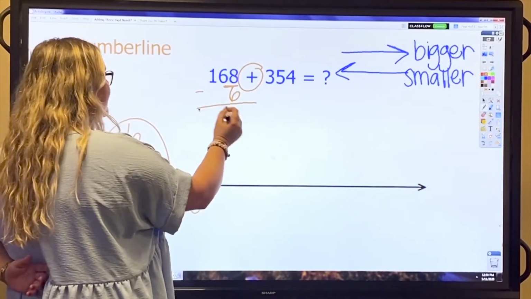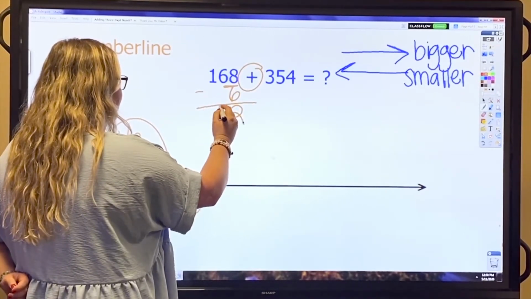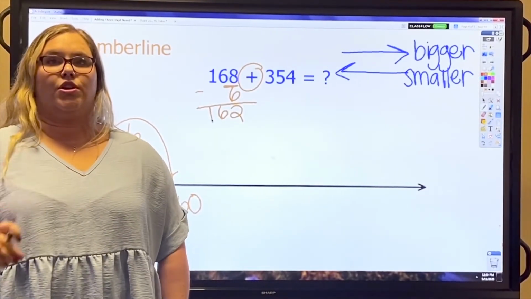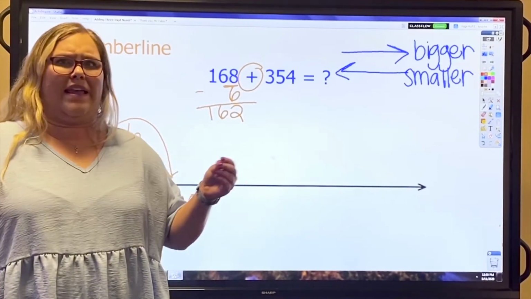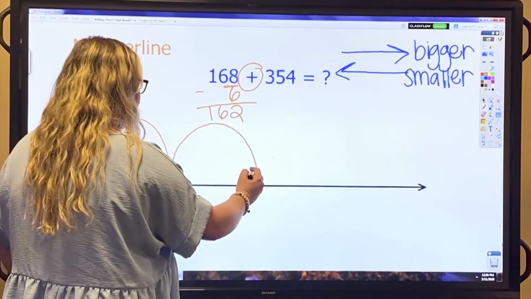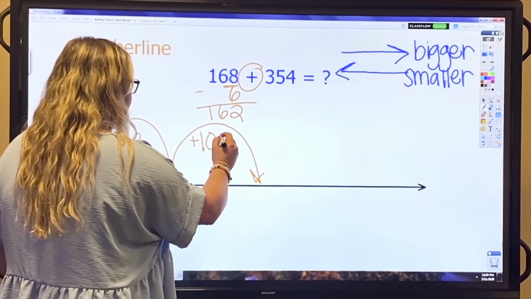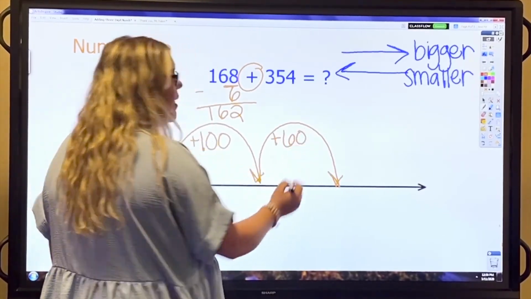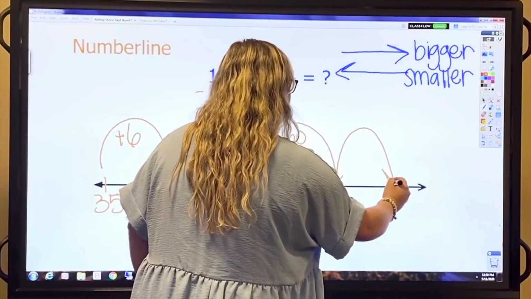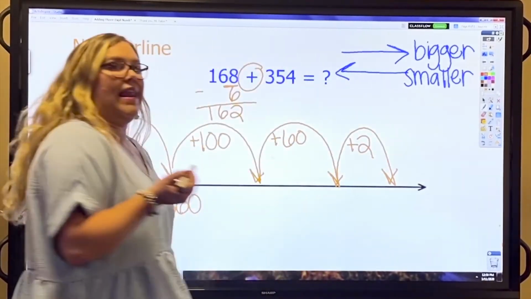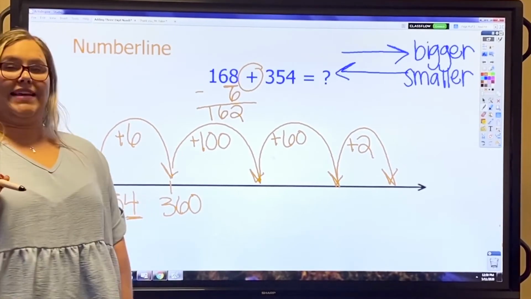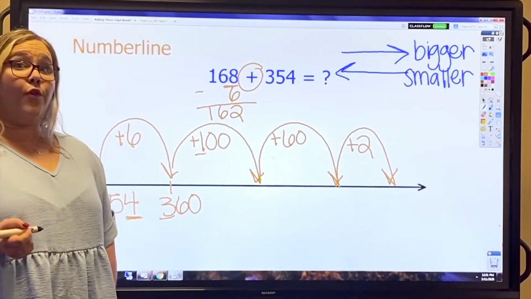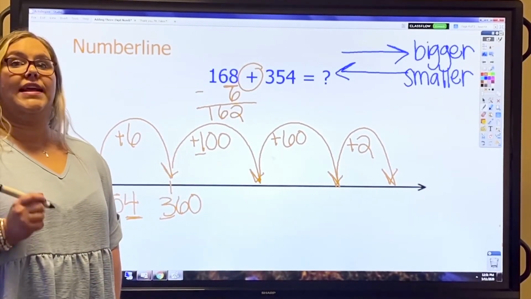So 8 minus 6 is 2, 6 minus nothing is 6, and 1 minus nothing is 1. So we have 162 left to jump. So let's just expand that out. 100 plus 60 plus 2. Now, I'm adding 100 to 360. So I'm looking at the hundreds place. 1 more than 3 is 4, so the number I'll be jumping to is 460.